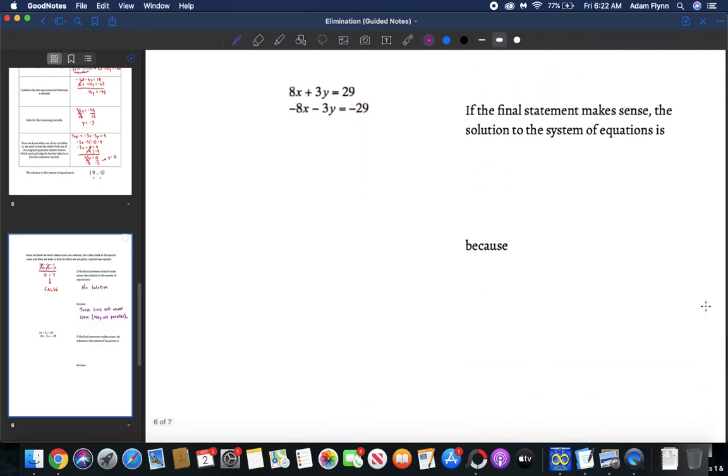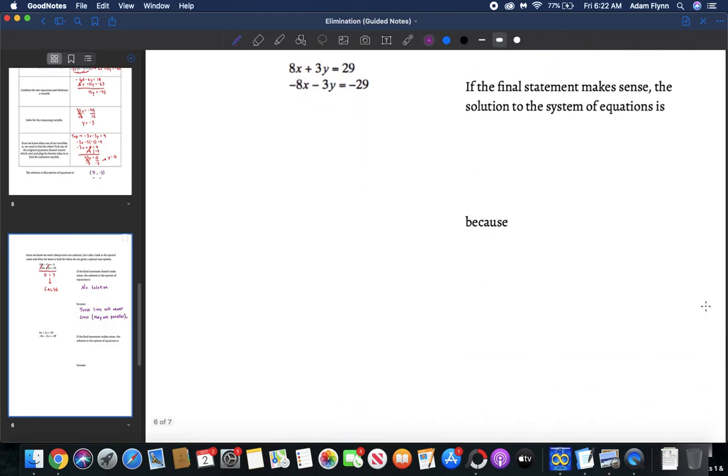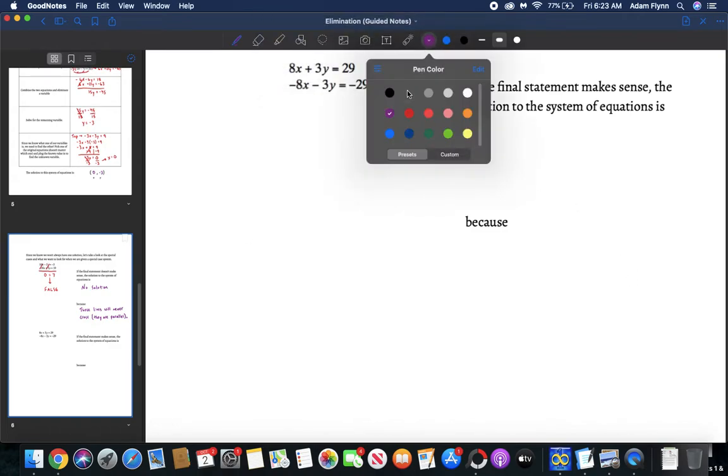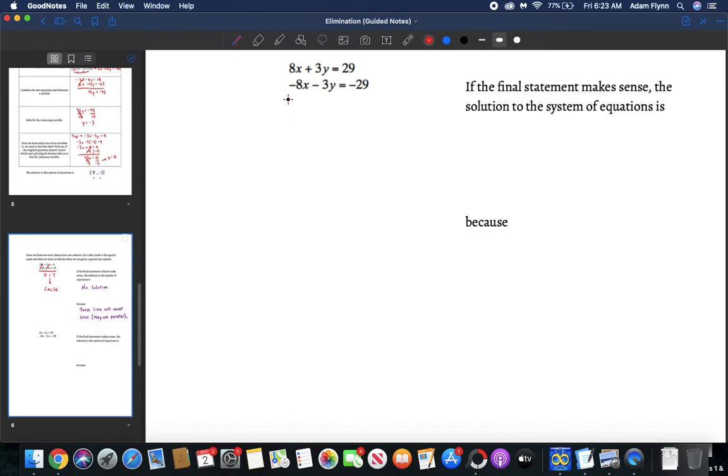Okay, almost done here before we head to a bunch of different example problems. If I am going to pick a variable to eliminate here, if I take a look at my x's, I've got 8 and negative 8. That's a good sign. My x's will eliminate. But if I take a look at my y's as well, I've got 3 and negative 3. So those are also going to eliminate.